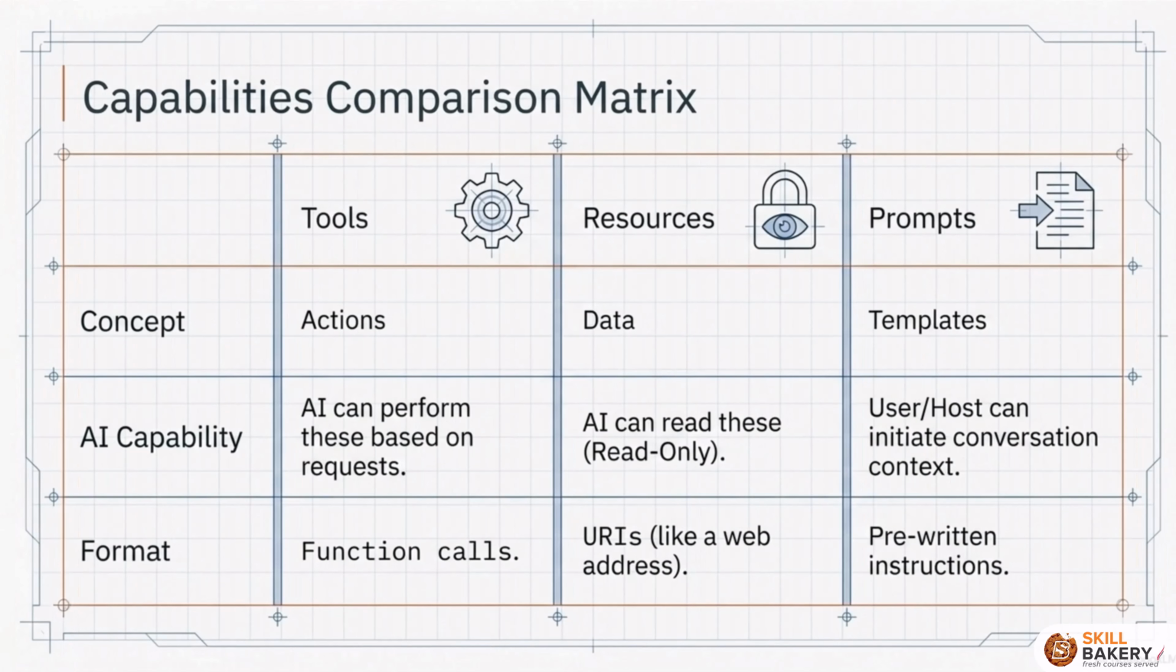Let's break down those primitives further. Tools, actions. These allow the AI to perform specific tasks via function calls. Resources, data. These are read-only datasets identified by URIs, like a web address, allowing the AI to read external information. Prompts, templates. These are pre-written instructions or templates that the user or host can use to initiate specific conversation contexts.